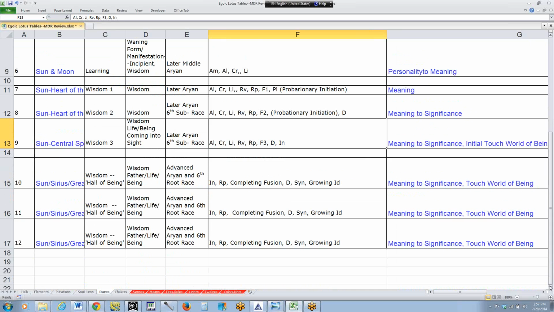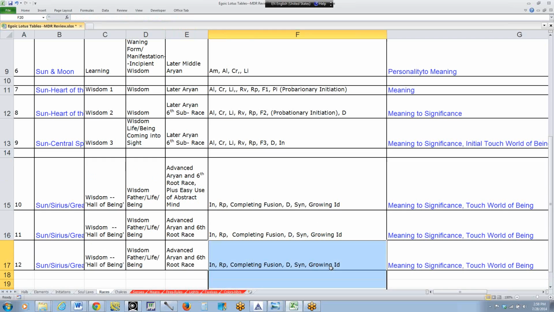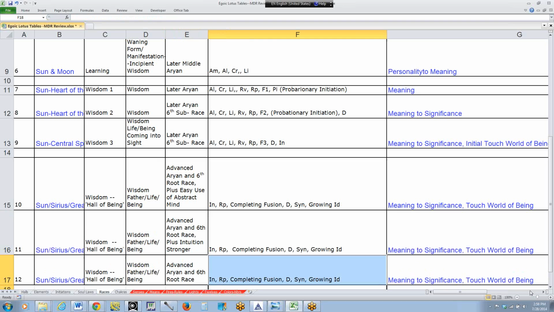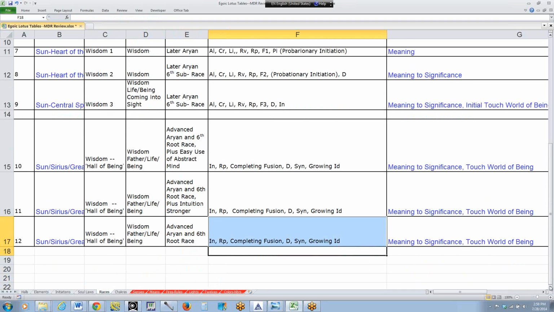abstract mind is strong. Let me just say, plus easy use of abstract mind. Okay. And the 11th petal, the 6th root race, plus intuition, stronger, even stronger than in the 8th petal, obviously, because buddhi is being cultivated after the 3rd initiation.